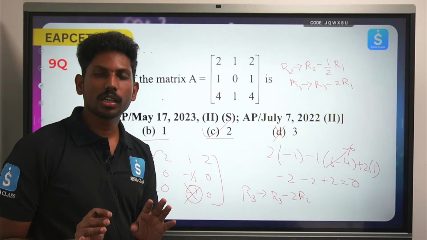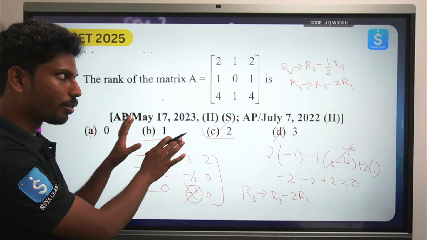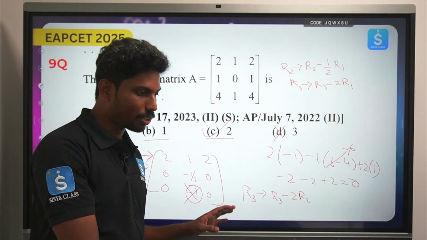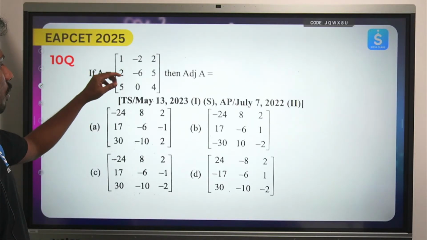I explained a bit slowly so that you understand what the actual technique is. Or else we can do much faster and quicker, but this is just in order to make you understand. Now you see the next one.